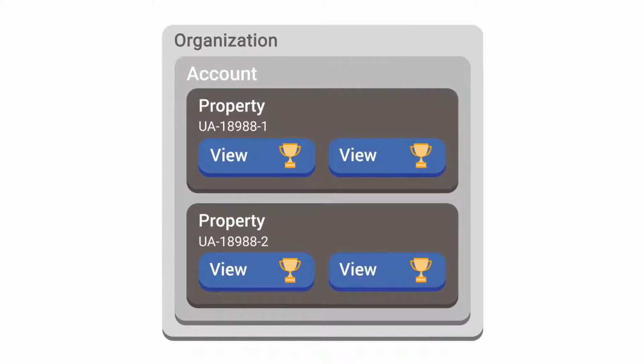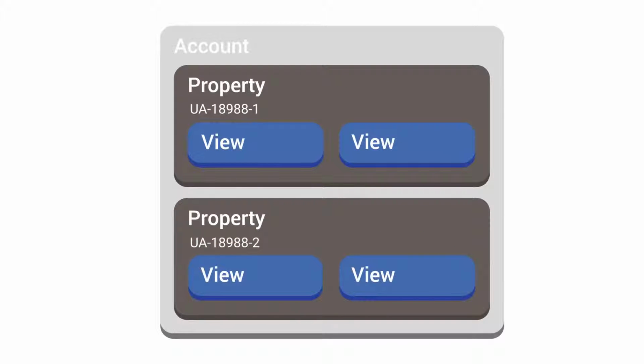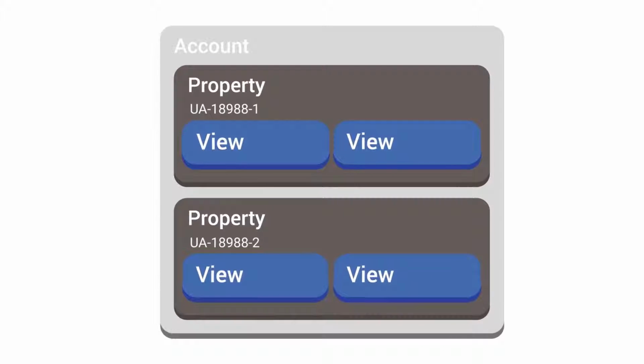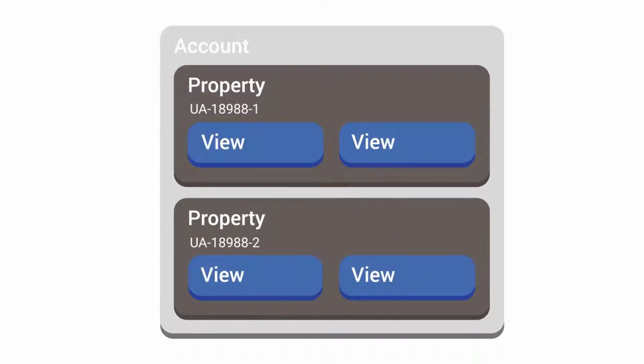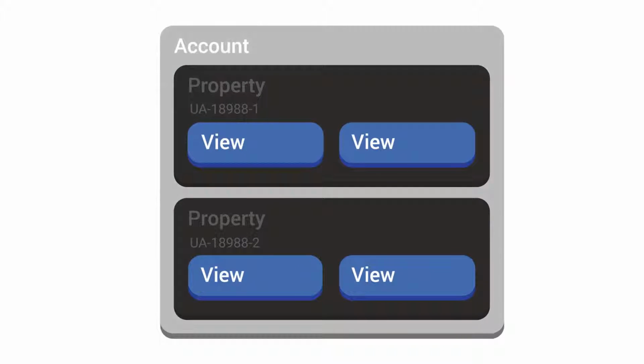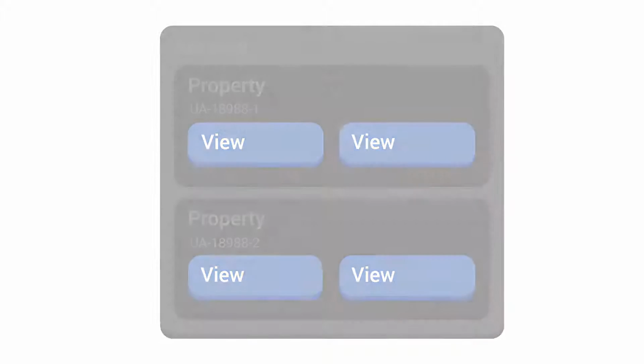Be thoughtful when setting up your accounts, properties, and views because you can't change data once it's been collected and processed by Google Analytics. For example, if you have access to an account, then you have the same access permissions to the properties and views underneath that account. But if you only have access permissions for a view, then you won't have permission to modify the property or account associated with that view.